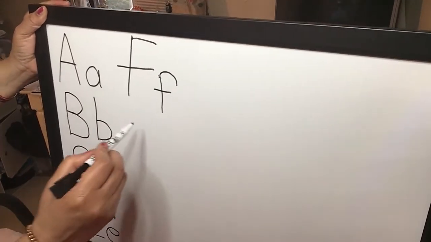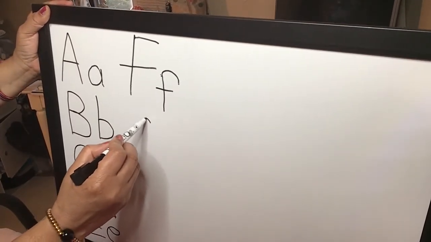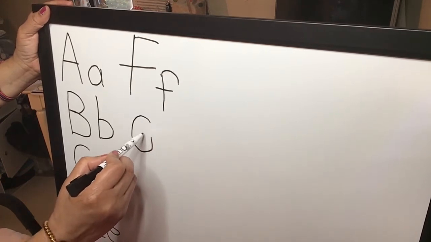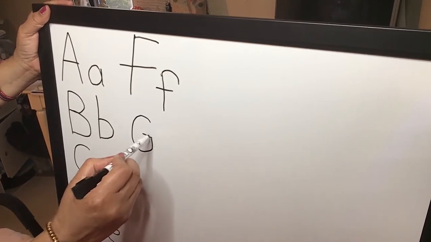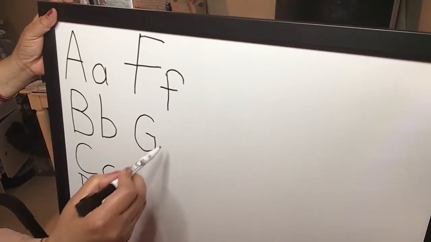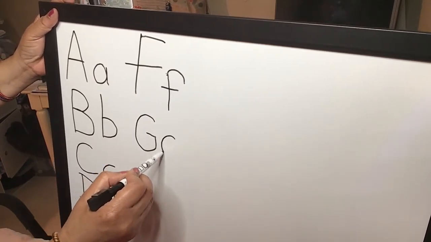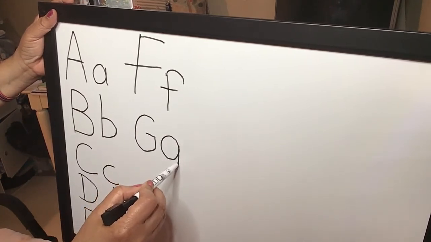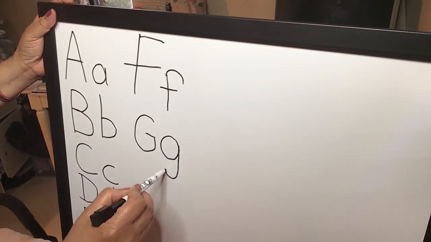Next we have G. It's a left hook like that, go up and cross it right there. For little g, a circle, a foot to the right, and you curve it like this.